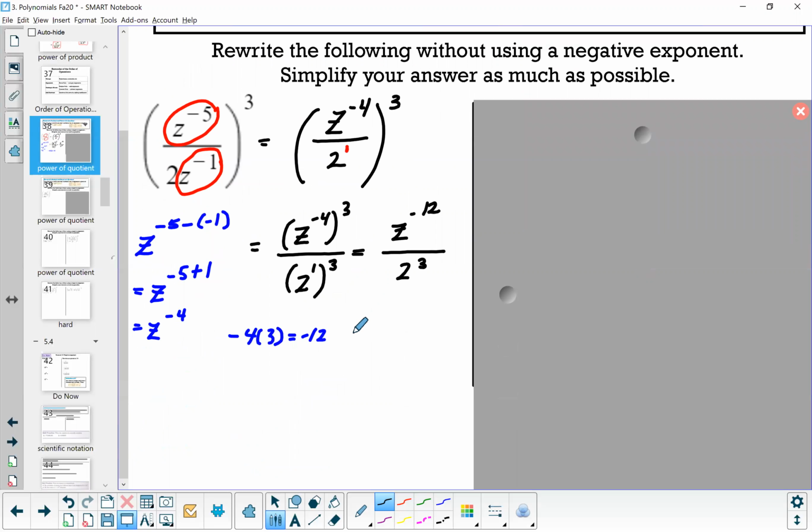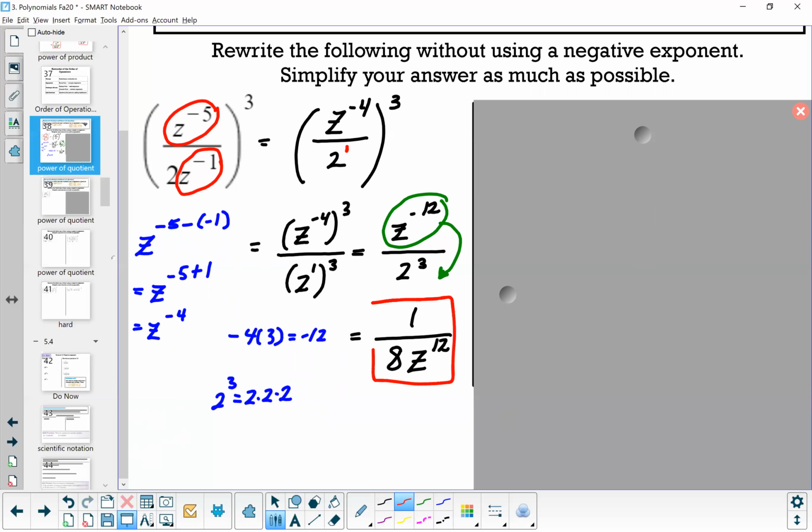All right, so we're going to do 2 steps at one time. First, z to the negative 12 has to go across the fraction bar so we can write our answer without a negative exponent. And so that's going to give us z to the 12th. 1 is in the numerator still. And then 2 cubed, remember that's the same as saying 2 times 2 times 2. 2 cubed is 8. And that's still in the denominator. And there's our final answer, 1 over 8z to the 12th.